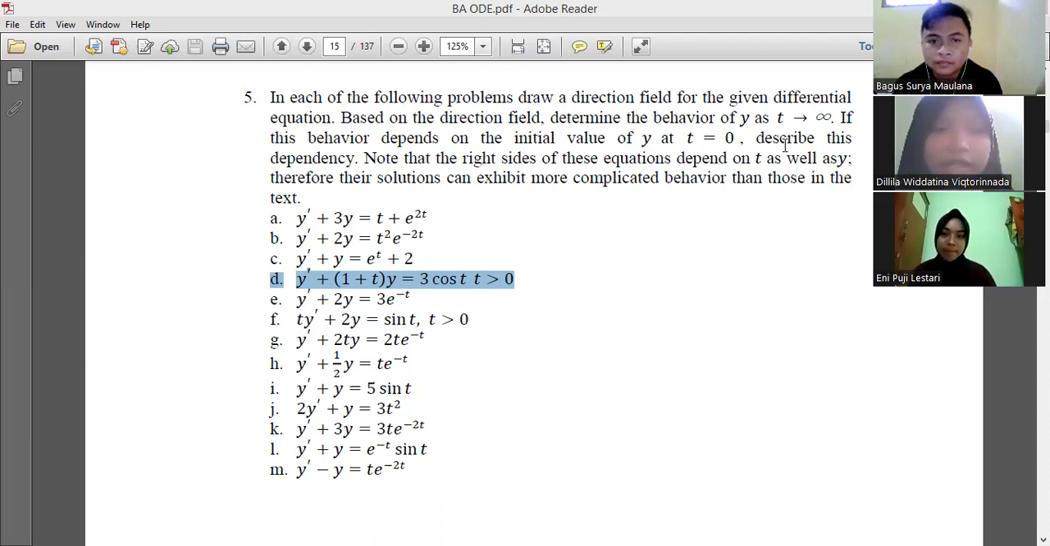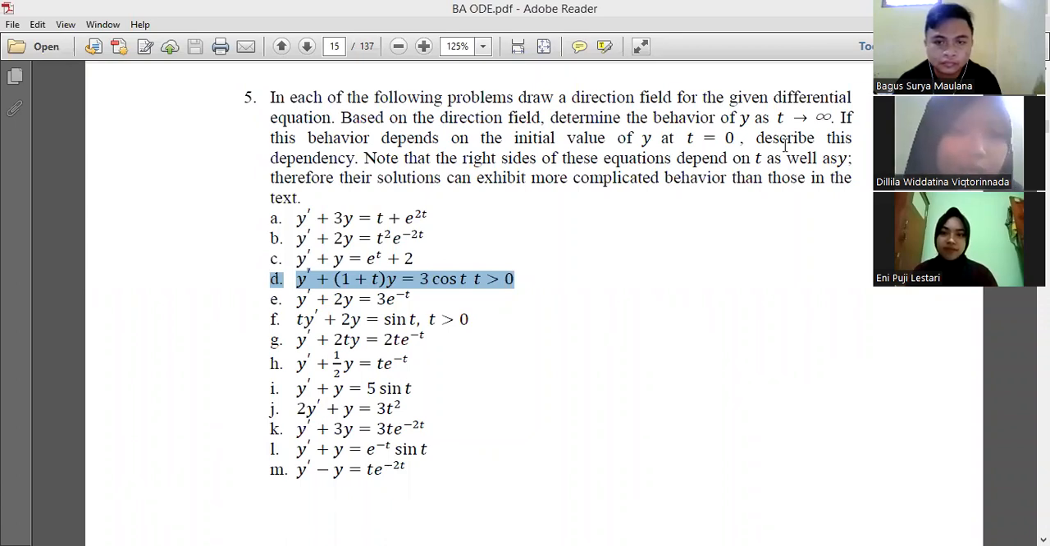Okay, the question is: in each of the following problems, draw a direction field for the given differential equation. Based on the direction field, determine the behavior of y as t approaches infinity if this behavior depends on the initial value of y at t equals 0. Describe this dependency. Note that the right sides of these equations depend on t as well as y. Therefore, their solutions can exhibit more complicated behavior than those in the text.